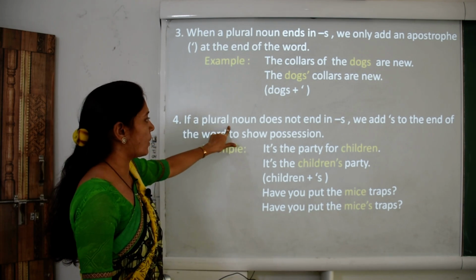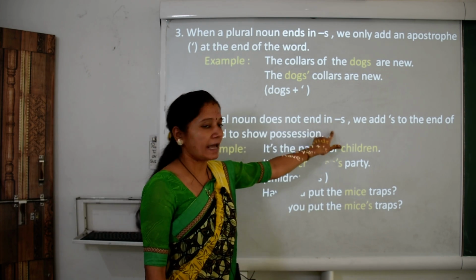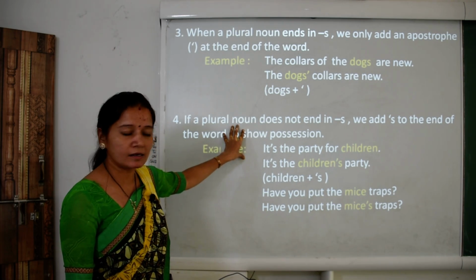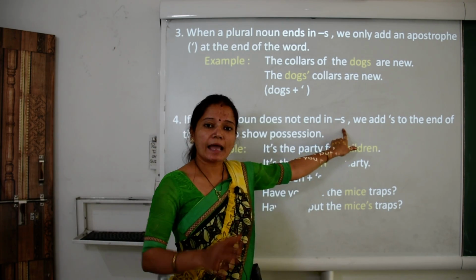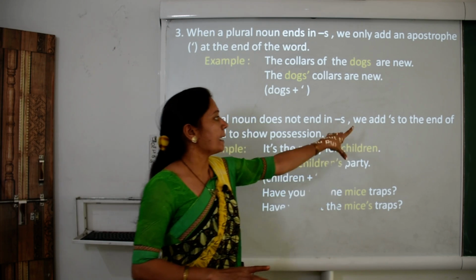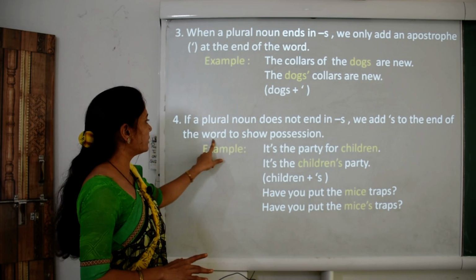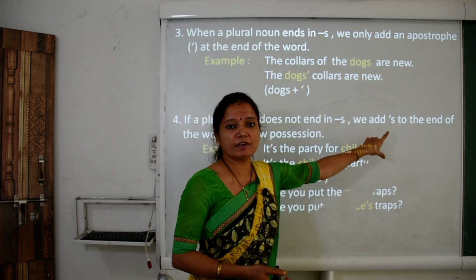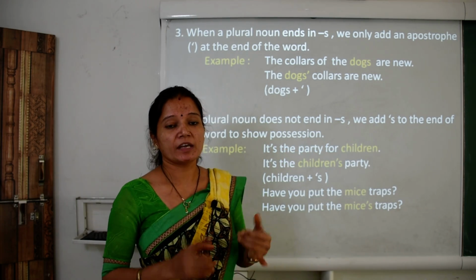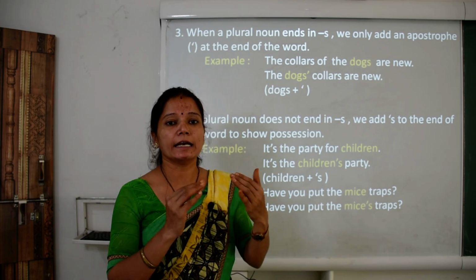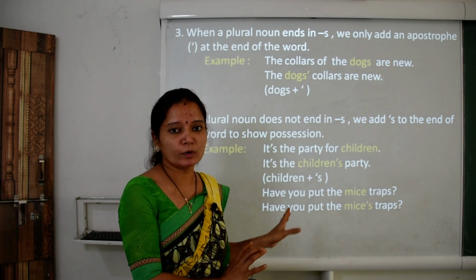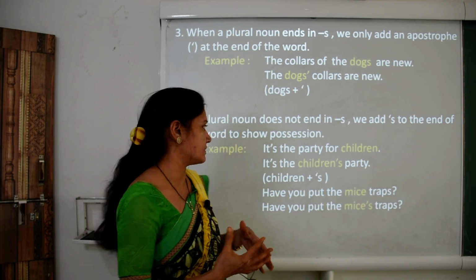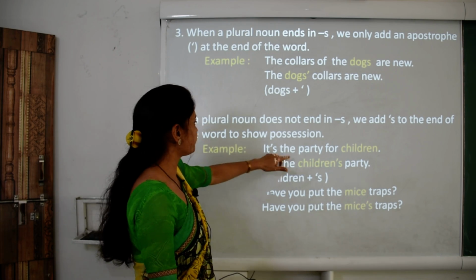If a plural noun does not end in s, it is just the opposite. Here also the plural noun is there, but it does not end in s. We add apostrophe s to the end of the word to show the possession. So here we'll add apostrophe s with it. Let's see the example.